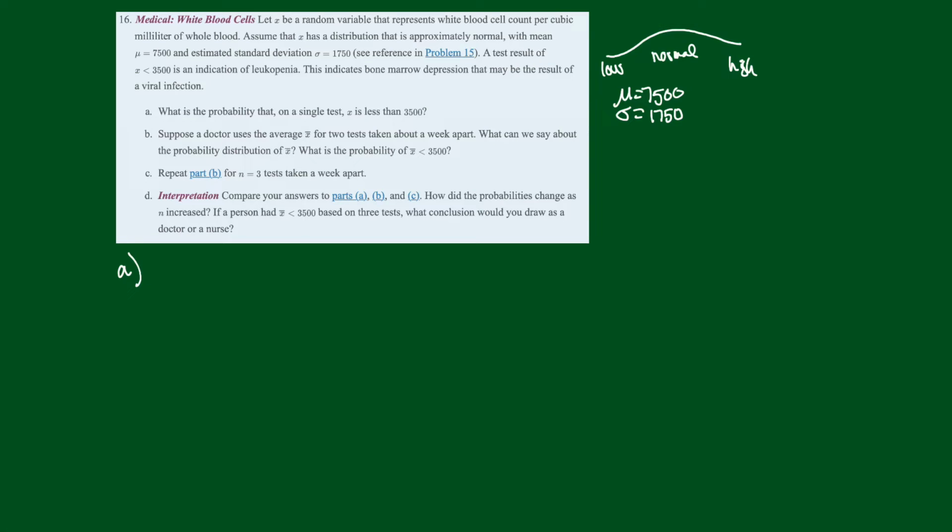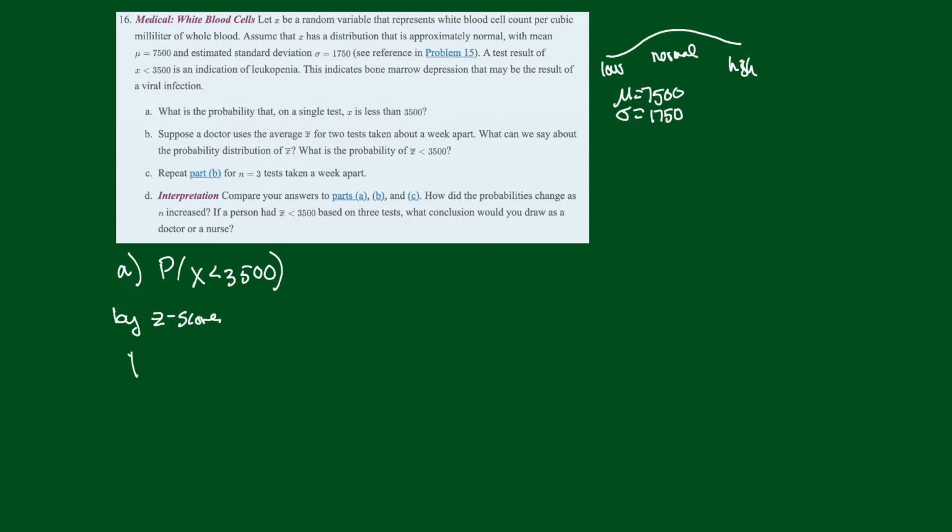Okay, now part A. Let's see if we can do part A here. Part A says, what is the probability that on a single test, X is less than 3,500? Okay, so what I want here is this. What's the probability, on a single test, so sample size of 1, that X is less than 3,500? Now, because X is normal, I can use z-scores on this, or I can use a calculator. I'm going to do them both here just to remind us how to do them both. Okay, so first of all, by z-score.